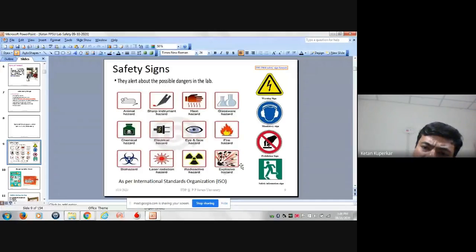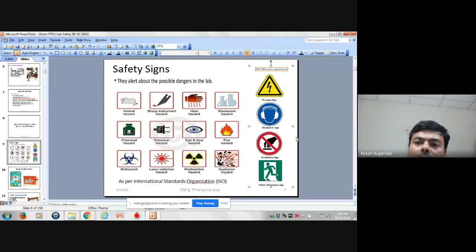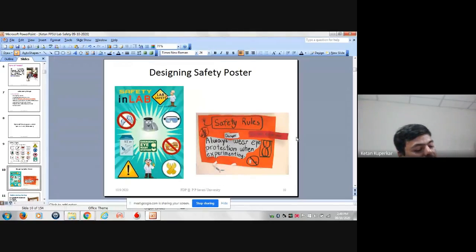Now, towards the extreme right hand side of this particular screen, I have mentioned the ISO 3864 safety sign format. The International Standards Organization has framed these safety sign formats in general rather than having this entire compiled set. In general, they have just put up these four symbols: the warning sign, the mandatory sign, the prohibition sign, and the safety information sign.